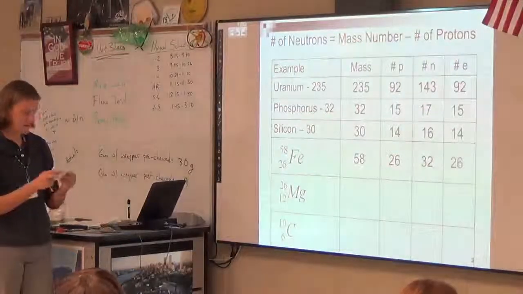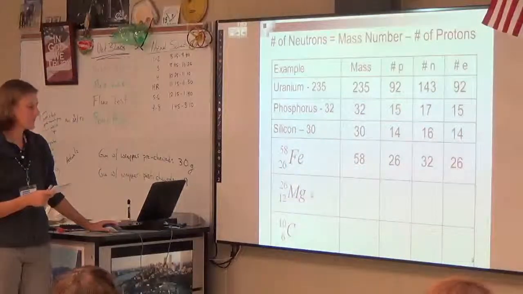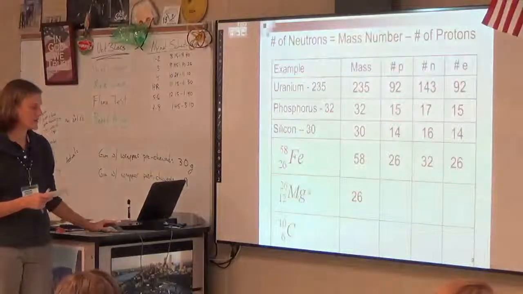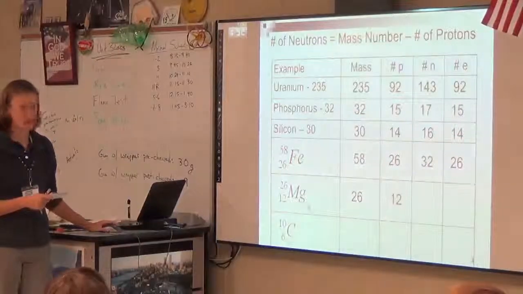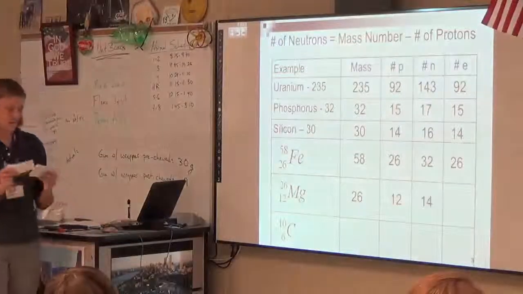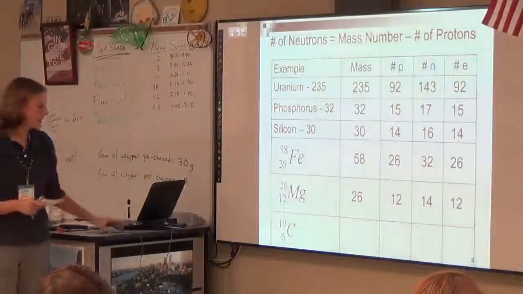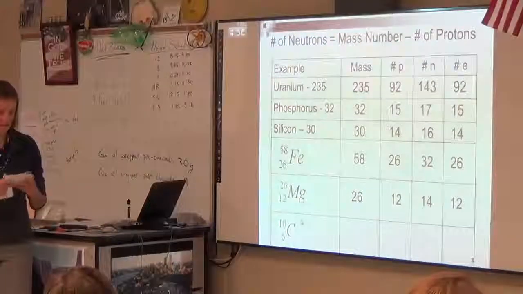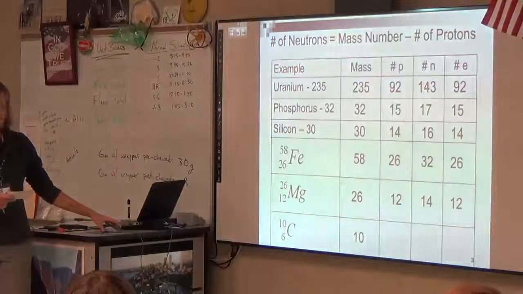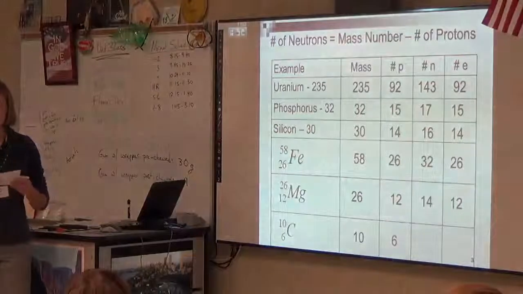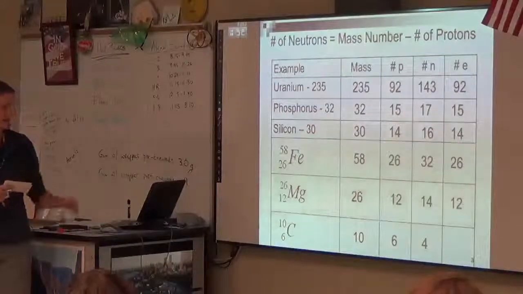Very good. All right, Noah, magnesium. What's the mass of this isotope? 26. James, how many protons in magnesium? 12. Always 12. Emily, how many neutrons in this isotope? All right, 14. Eric, how many electrons? 12. Got a match. Mason, carbon. This isotope of carbon, what's the mass? 10. Blake, protons? 6. Okay, let's stop shouting out random numbers and let the person I call on answer. Addison, neutrons? 4. And Sarah, electrons?